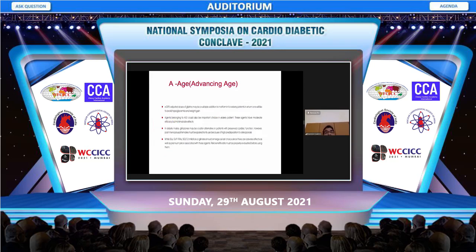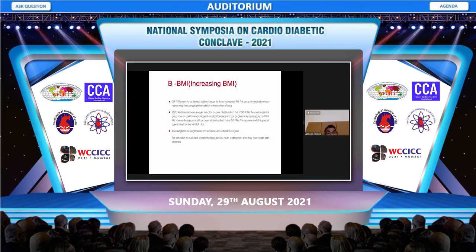The A is very important. The age of the patient: the younger the patient, we would like to have tighter glycemic control. In the elderly patient, we would not like to opt for very tight glycemic control as age is advancing.